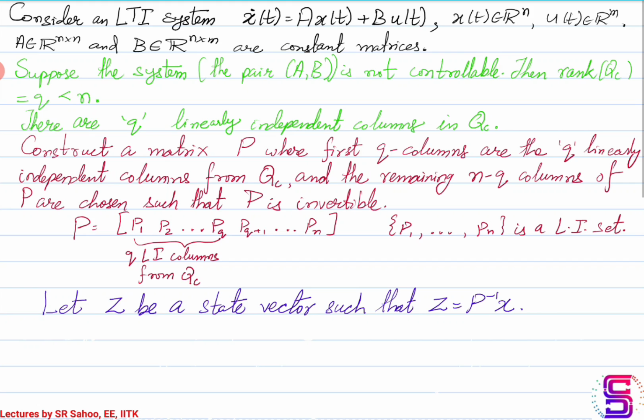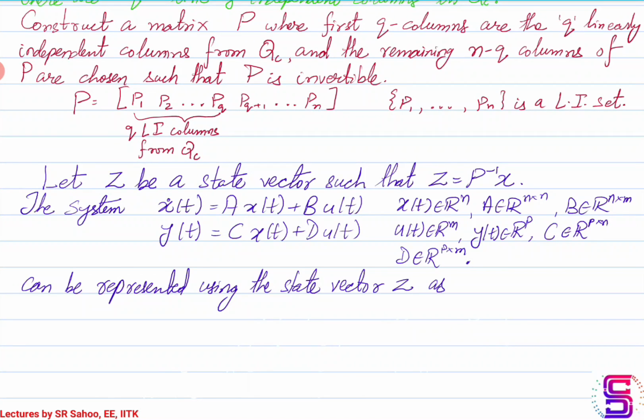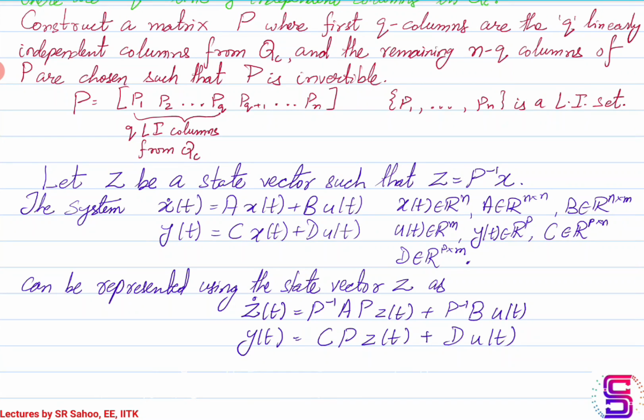Now suppose you have a state vector Z, which is related to x through the relationship Z equal to P inverse x. The system that I have here, x dot equal to Ax plus Bu and y equal to Cx plus Du, can be represented using this new state vector Z as: Z dot is P inverse AP Z plus P inverse B u, and y equal to CP Z plus Du. So this is how it can be found.